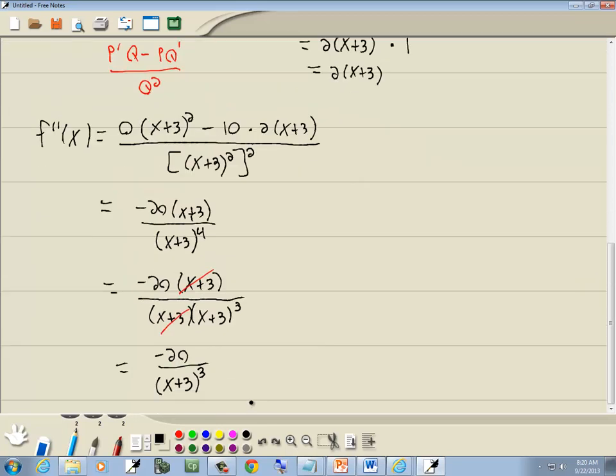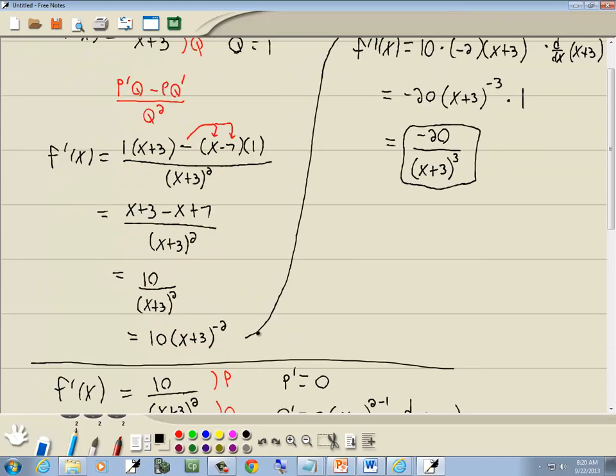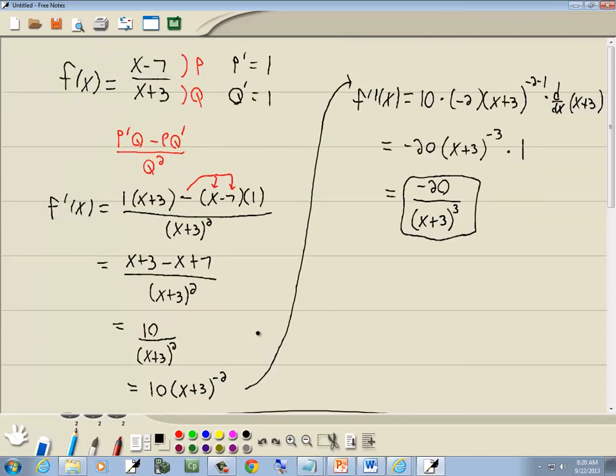Is it any more work? I probably wouldn't normally show this last step right here. So maybe about the same amount of work. This one doesn't probably save you anything. But anyway, this is our answer: negative 20 over x plus 3 to the third.